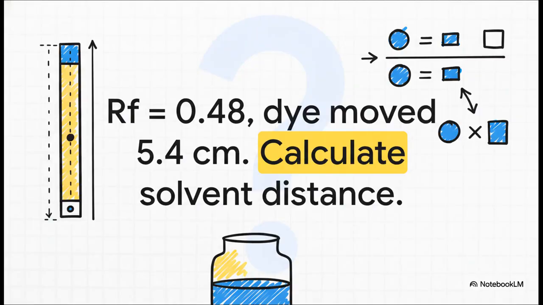All right, time to bring in the math. We're given the RF value for that pure dye. It's 0.48. We're also told the dye itself moved 5.4 centimeters. The task is to calculate how far the solvent front traveled. This is a classic test of rearranging an equation, so let's see how the marks are awarded for this one.